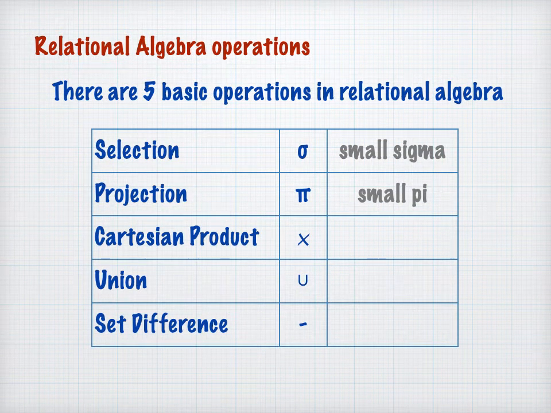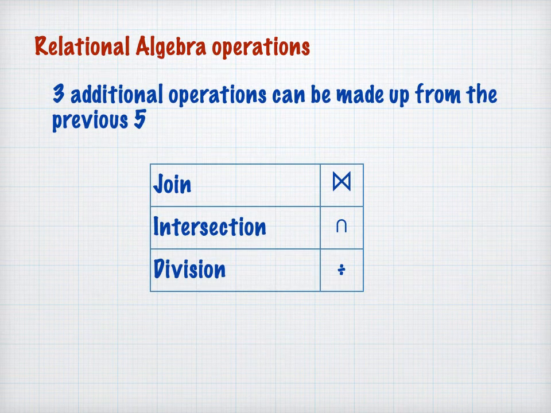Now there are 5 basic operations in relational algebra, and you can see they're here: selection, projection, Cartesian product, union and set difference. And there's a notation that accompanies those. We use a small sigma for selection and a small pi for projection. Then we use a cross for Cartesian product, which looks very similar to multiplication. We've got union and set difference. There are 3 other operations that you can build out of those, which are join, intersection and division. I'll mention those in passing at some point.